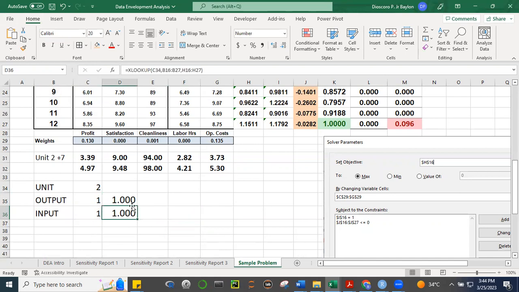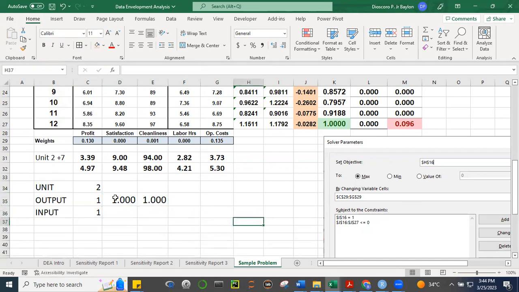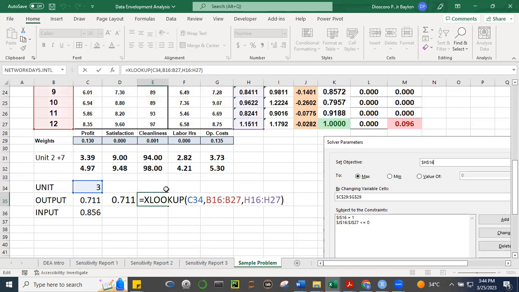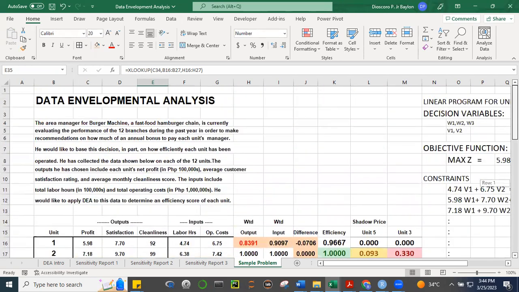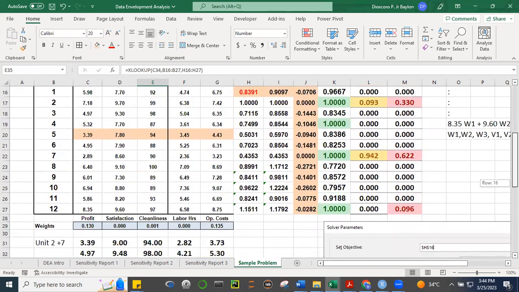Okay, so this is my weighted output, right? If I make it 3, I'm getting the same answer, right? So it means that our formula is working. This is the index, this is the VLOOKUP, and this is the XLOOKUP. So for me, if ever lookup ang gagamitin, I'm going to use the XLOOKUP kasi mas simple talaga siya.